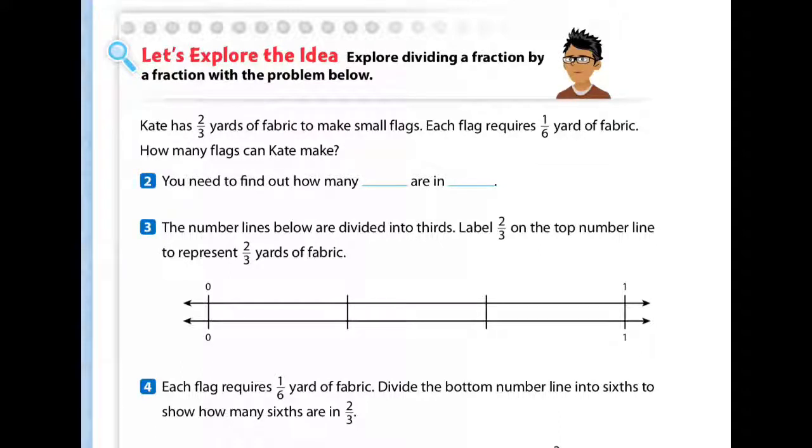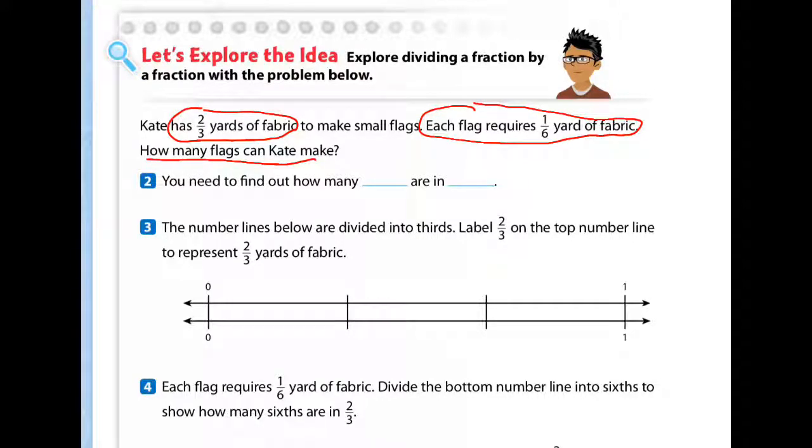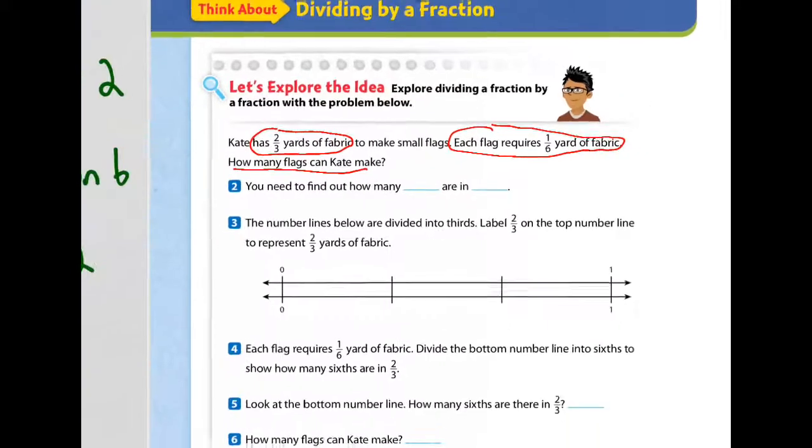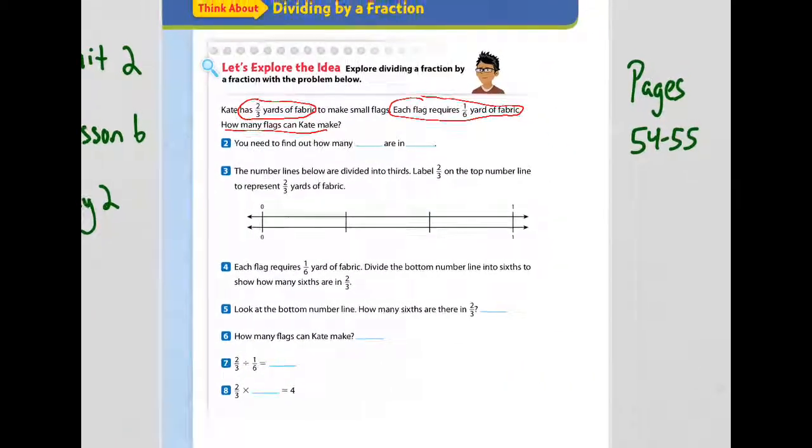So I'm going to underline and circle some stuff. I like to circle the important parts, such as Kate has 2/3 yards of fabric, and each flag requires 1/6 yard of fabric. And I like to underline the question, how many flags can Kate make? Okay, so get caught up and do that with me, and then I'm going to give you your job.